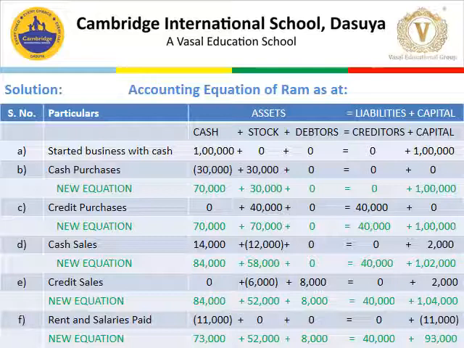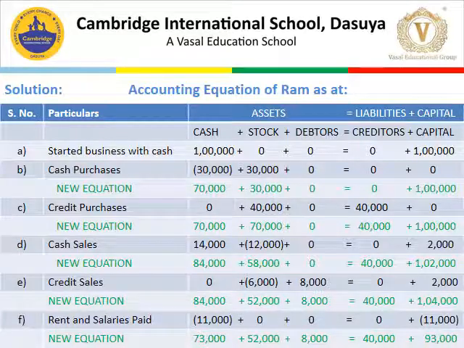The second transaction is related to cash purchases. With the cash purchases, the cash will reduce by 30,000 because cash goes out of the business and stock comes into the business. So it will increase the stock by rupees 30,000. There is no other effect on any item. The new equation would be cash balance 70,000 and stock 30,000, which equals capital of rupees 1 lakh, and the accounting equation balances.